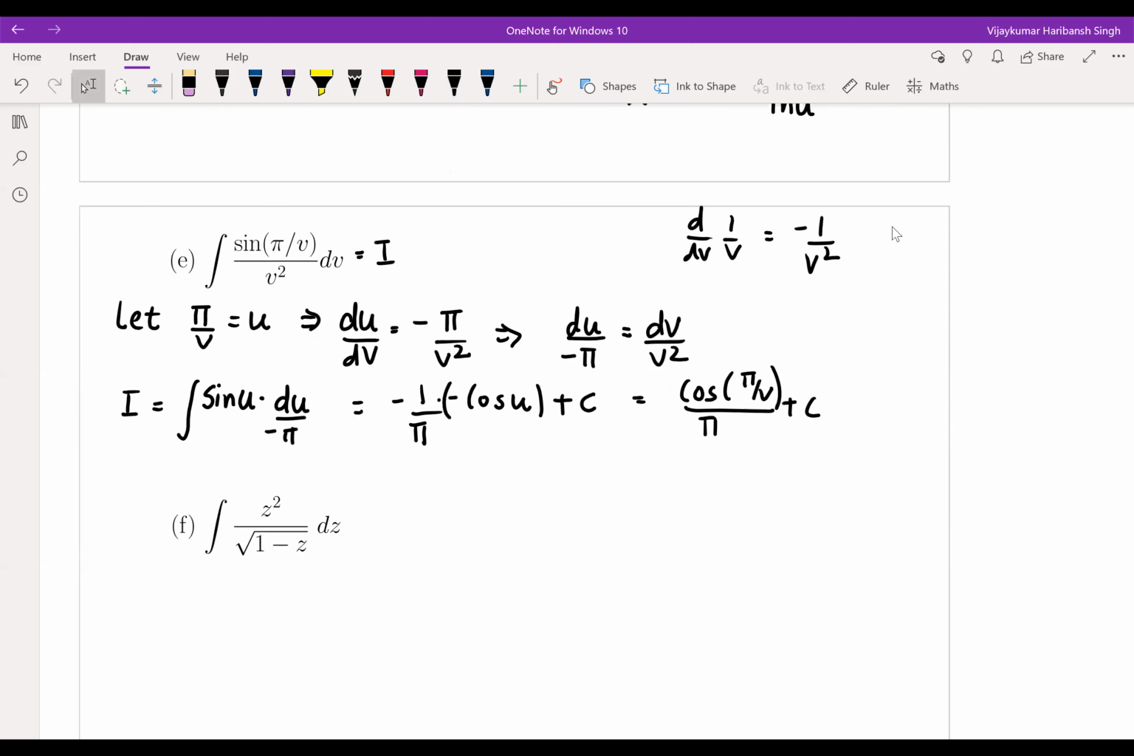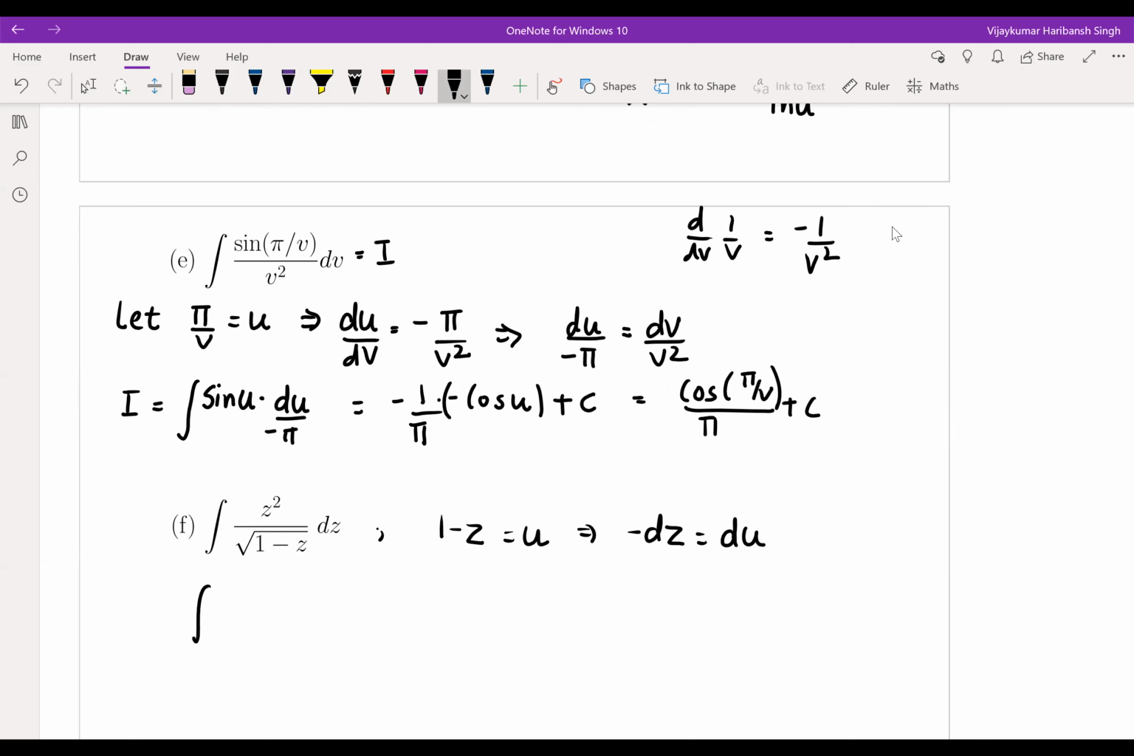Now let's look at the following problem. Square root of 1 minus z square upon square root of 1 minus z dz. Now note that here the denominator is not simple, right? It's the square root of 1 minus z, for which we don't have any formula. So let's see what we'll do here. In this case, take 1 minus z equals u. So you will get minus dz equals du, or dz equals minus du.